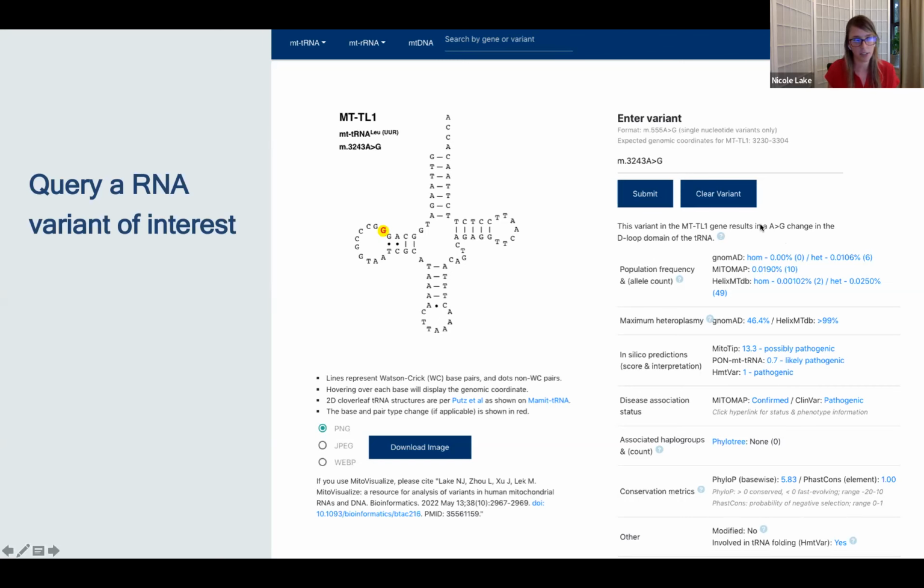We also provide a suite of various annotations that are useful for variant interpretation, including population frequency, disease association status, and in silico predictions, with hyperlinks to the data source so you can interrogate further. You can also freely download this schematic, which shows the position of the variant in the secondary structure, for reuse in publications or presentations as well.